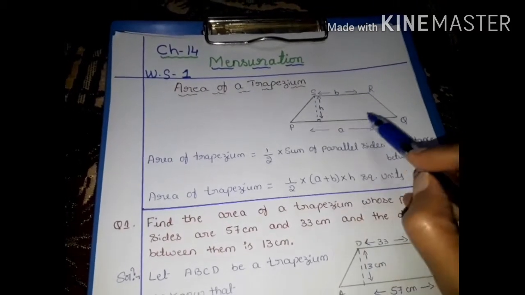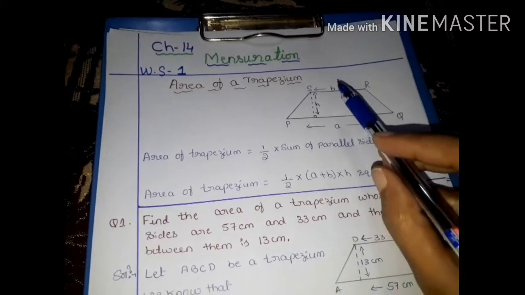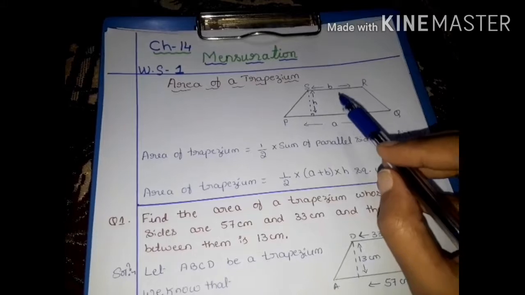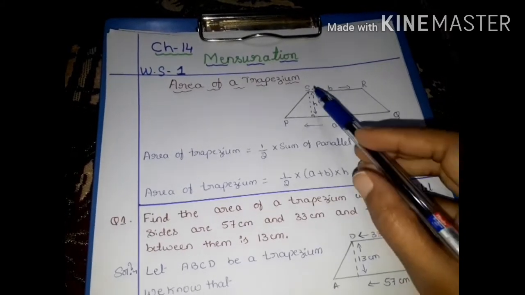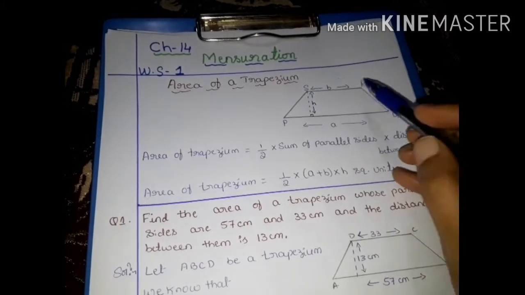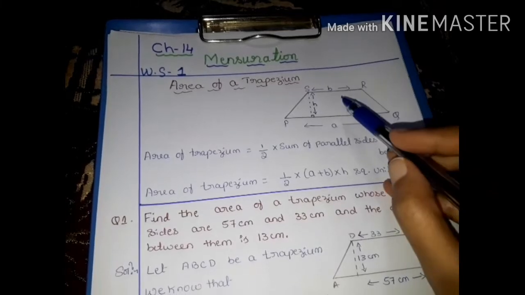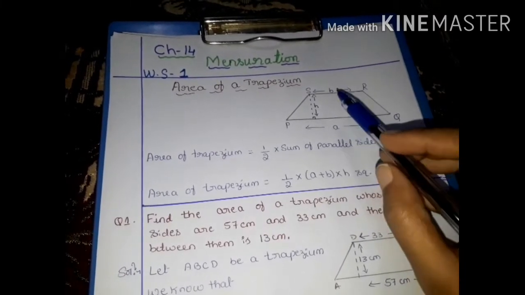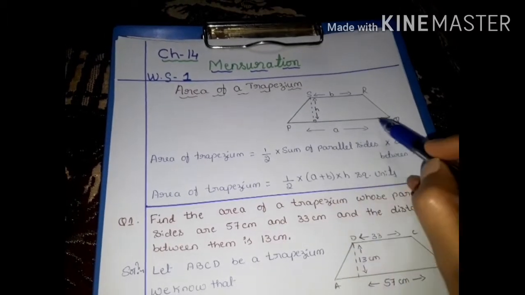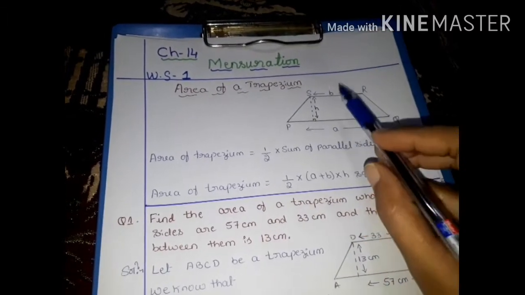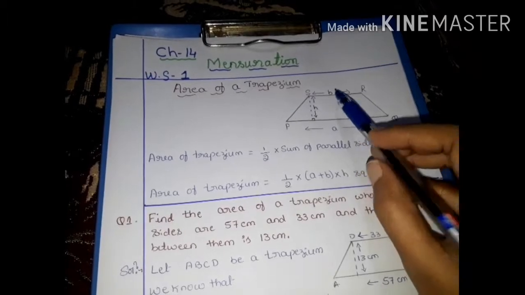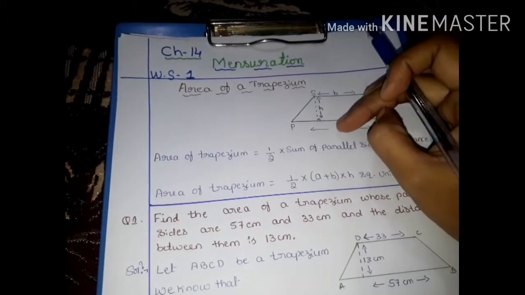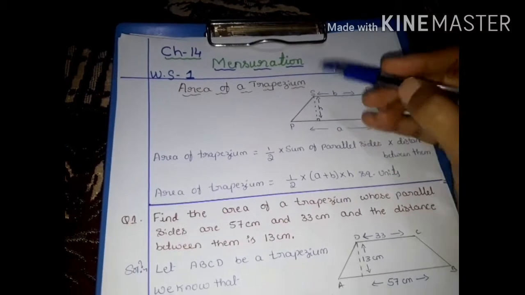It is a type of quadrilateral where only one pair of opposite sides are parallel to each other. To find the area of a trapezium, we require the lengths of the two parallel sides. Here, the lengths of the two parallel sides we took as A and B, and we also require the height, the distance between the two parallel sides, that is H.